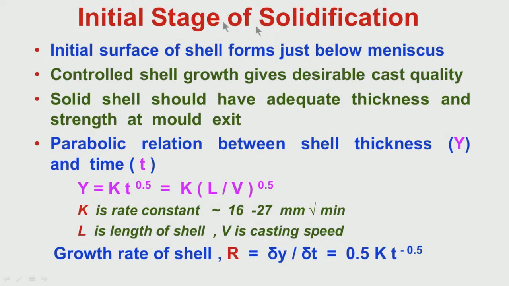So, what is the initial stage of solidification? The initial surface shell is forming below the meniscus. Controlled shell growth is very important, it is a desirable quality. The solid shell should have adequate thickness and strength at mold exit, otherwise there will be shell rupture and there will be breakout, as I have mentioned.